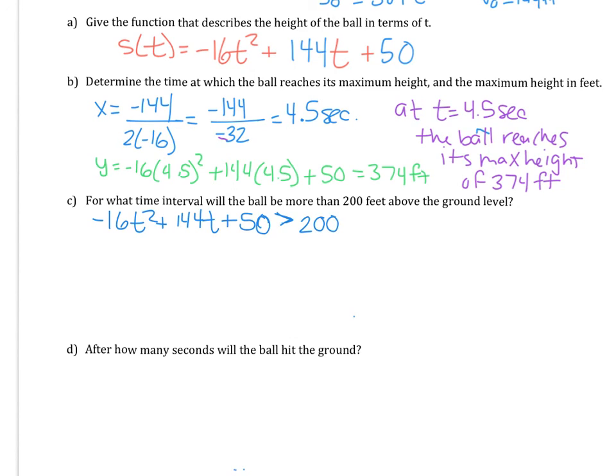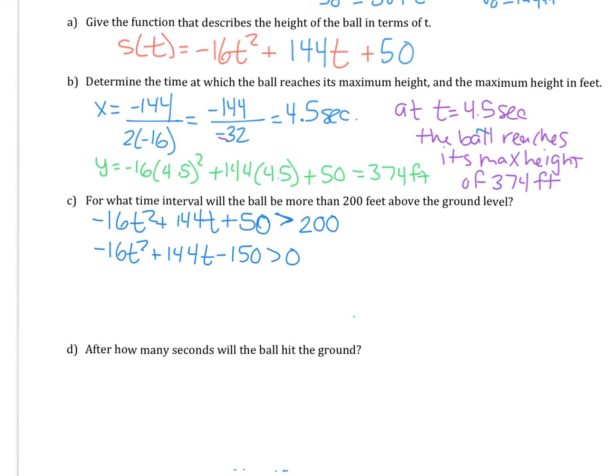Okay, now in solving a quadratic inequality, we have to move everything to one side. We're going to have to find our critical values. Then we're going to have to put them on a number line and test regions. And then we'll have our answer. So I'll go ahead and subtract the 200 over.